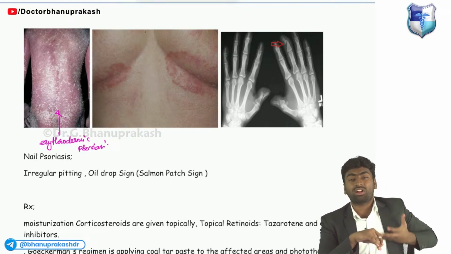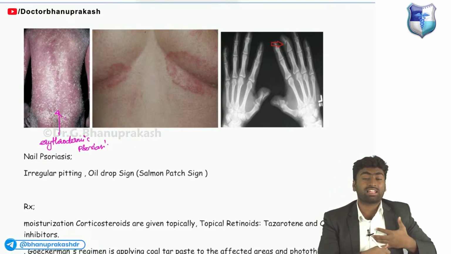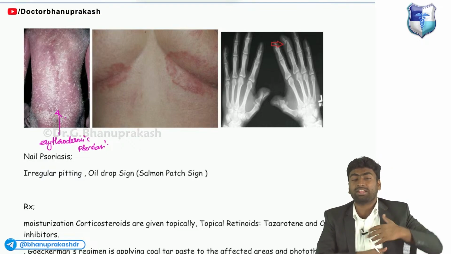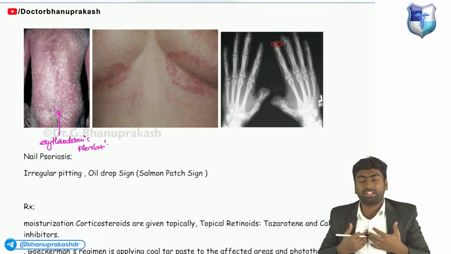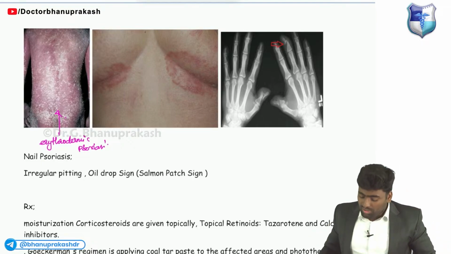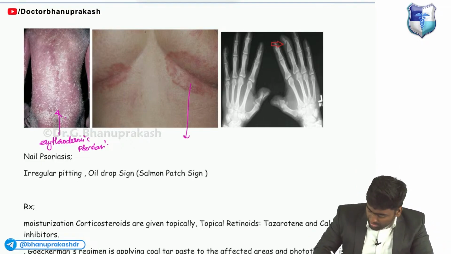Next, as I told you, psoriasis will involve the extensor surface, but instead of the extensor surface, if it starts involving the flexor surface, like for example, inferior to the breast or mammary region or the axillary region, so if it starts involving this flexural region, it is known as what? It is known as inverse psoriasis.